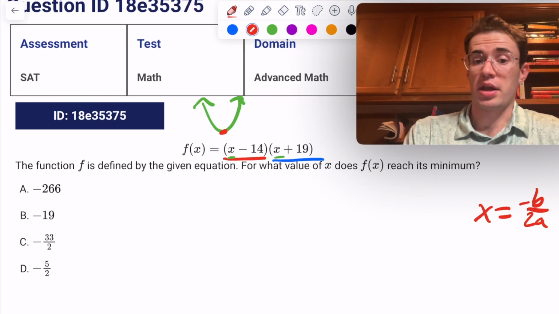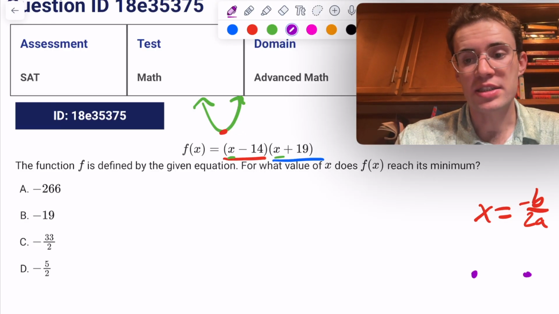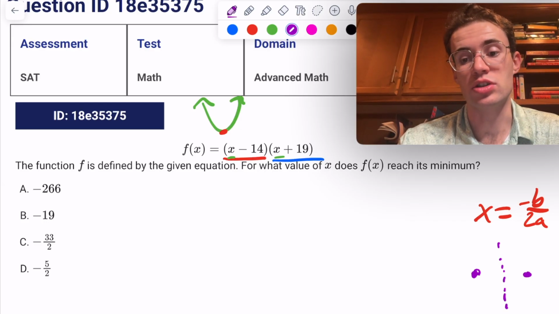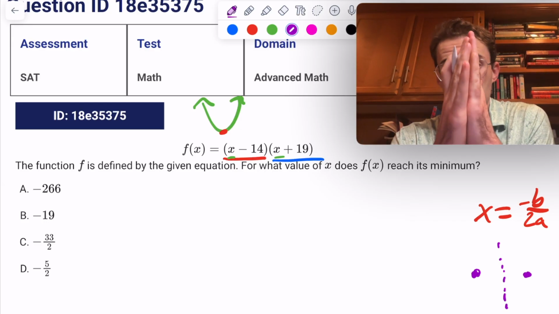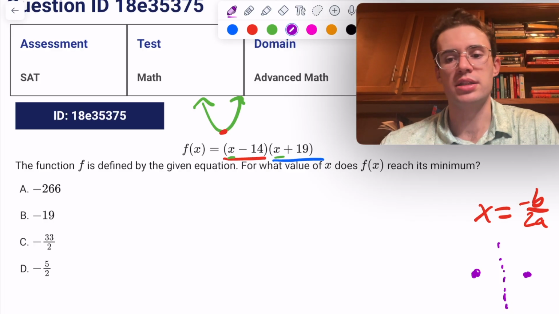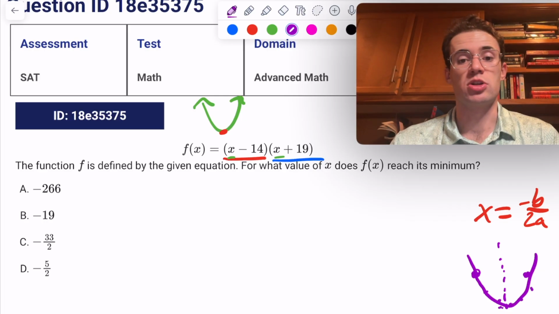You could plug it into Desmos and see where it crosses that. You could figure out the zeros, and the zeros will tell you that the axis of symmetry is halfway between those two zeros. The axis of symmetry is symmetrical, so any points that share a y value are equally far from that axis of symmetry.